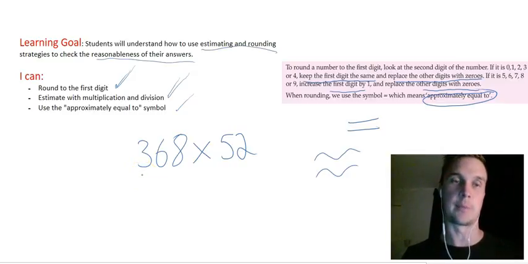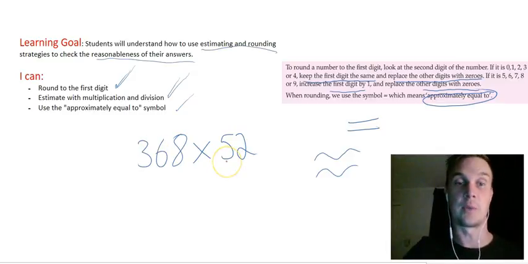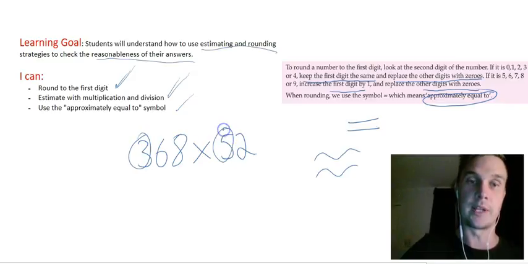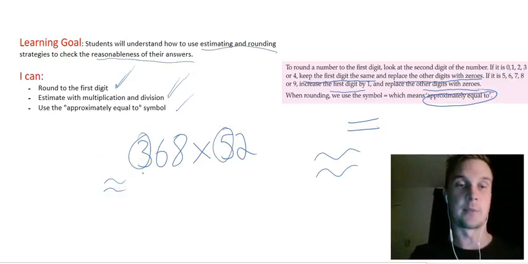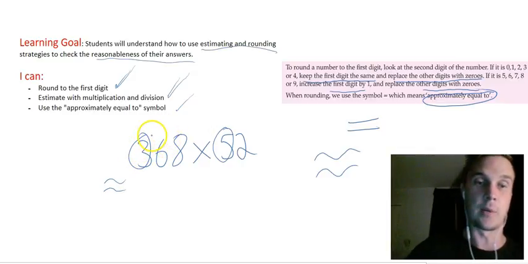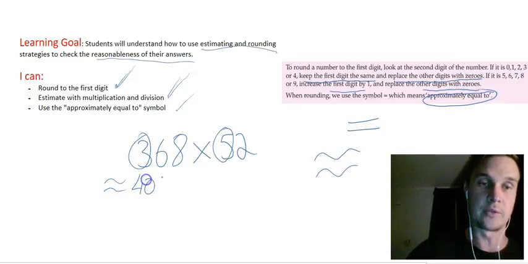So let's give this one an example. We want to round this equation here. We're going to round both numbers to the first digit. I'm going to make sure I highlight the ones that we want to round. And we're going to go, okay, approximately equal to. The first number we have is 368. I look to the right, it is 6, so this number is going to go up. So my first number is 400.